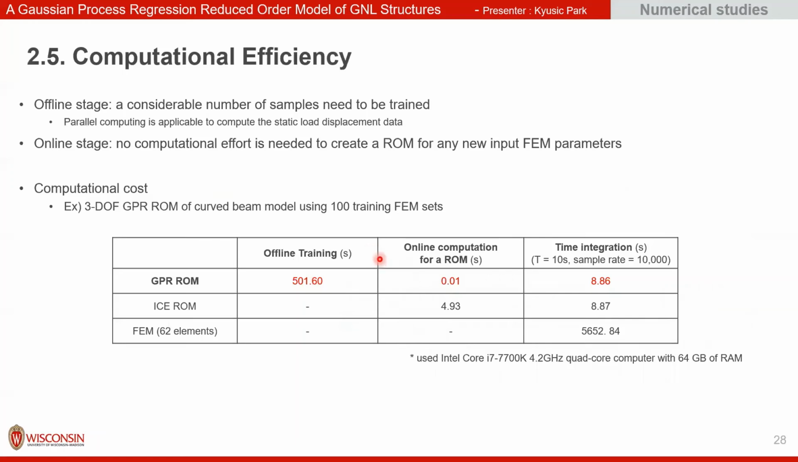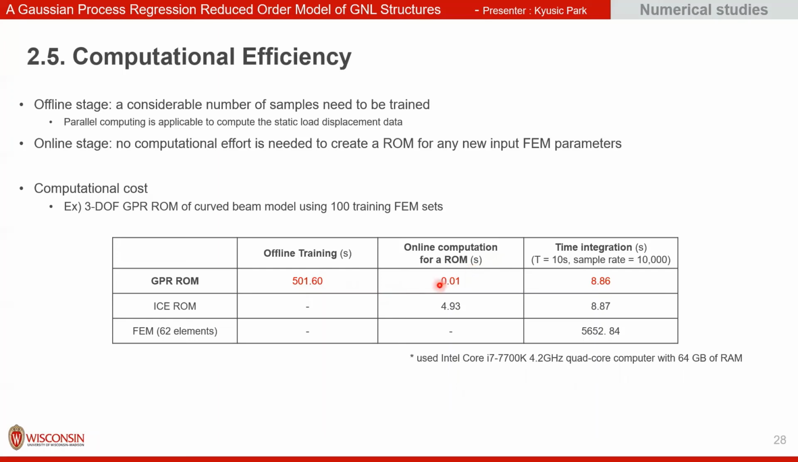The case was also used to evaluate the computational efficiency of the GPR ROM and to compare it with that of a full FEM and a typical ICE ROM. The offline stage for training GPR ROM required a relatively high computational cost, and this was due to computing a large number of static solutions. It is important to note that this stage is entirely offline, and if resources are available, it can be parallelized with perfect efficiency because each static load case is independent of each other.